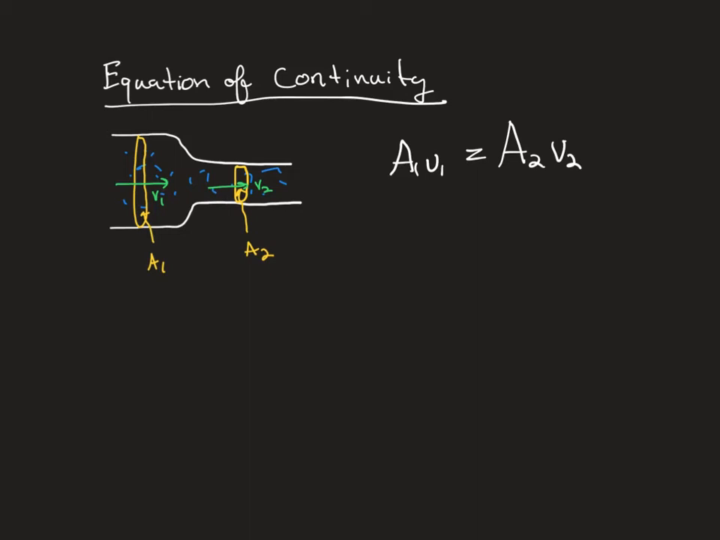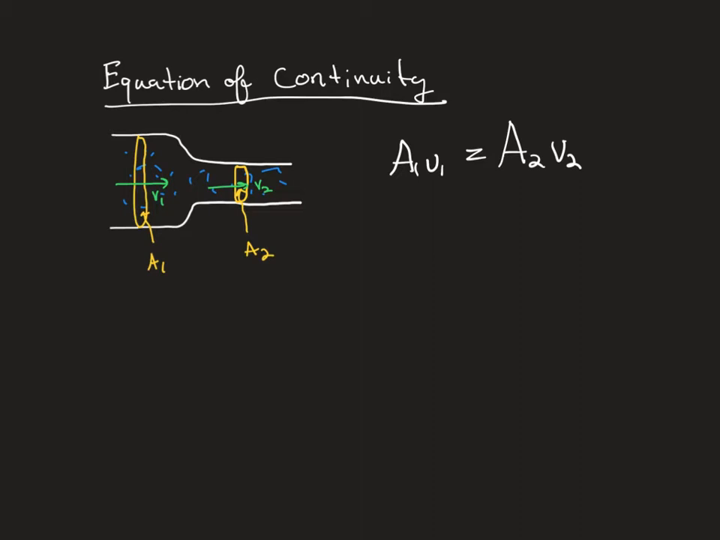So far we've been dealing with scenarios where the fluid has been at rest, and we've been looking at the effects that either pressure or force from that fluid have on an object. Now we're going to talk about what happens if the fluid is in motion.